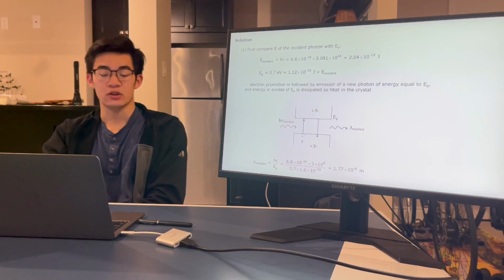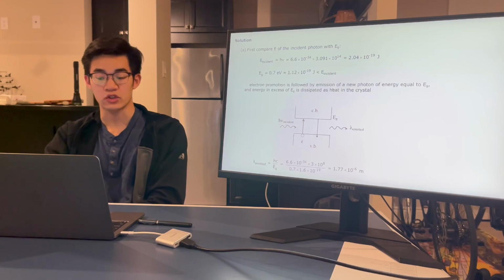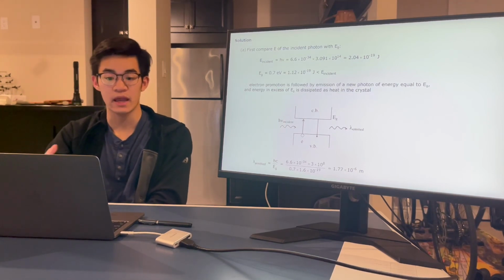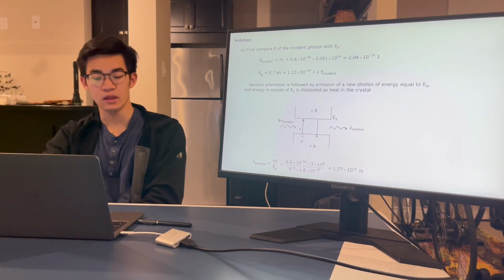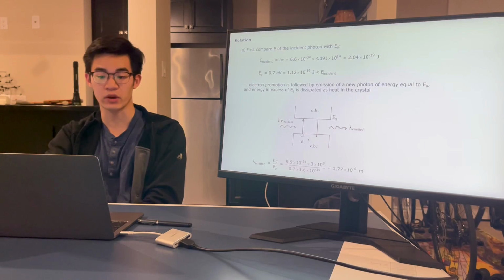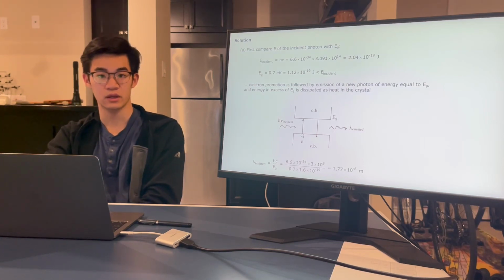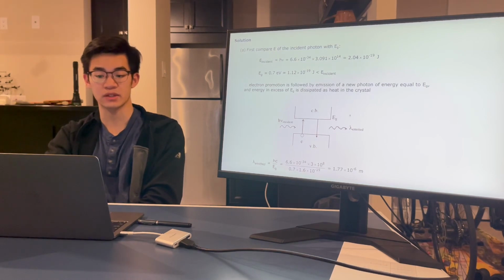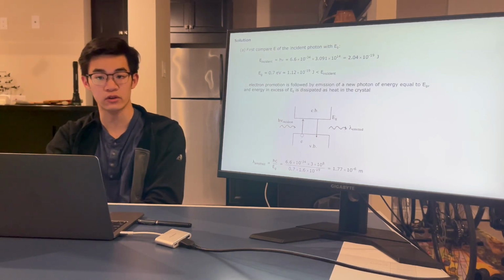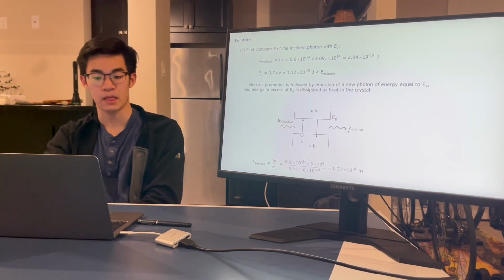This means that electron promotion is followed by the emission of a new photon of energy equal to the band gap, and energy in excess of the incident photon is dissipated as heat. As you can see here in the schematic diagram, the incident photon comes in, the electron is promoted, and then when it falls back down, it re-emits another photon, and we are calculating the wavelength of this.